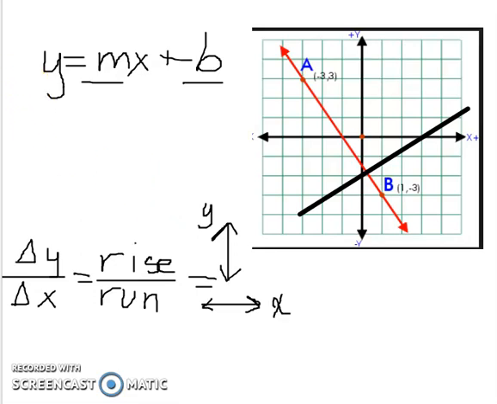So that last video didn't go over so great. I forgot a few things. So let's look at this new line, this black line.